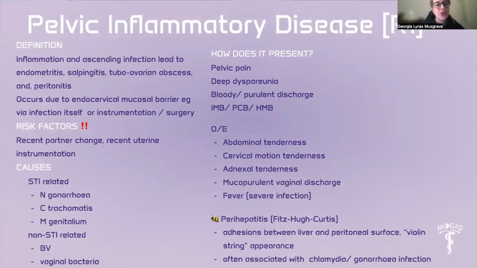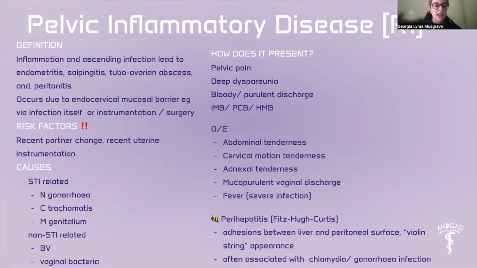Occurs due to disruption of the endocervical mucosal barrier. So either the infection itself is the disruptor, or there's some kind of instrumentation or surgery. So risk factors are recent partner changes or recent uterine instrumentation. The causes are STI or non-STI related infections usually.